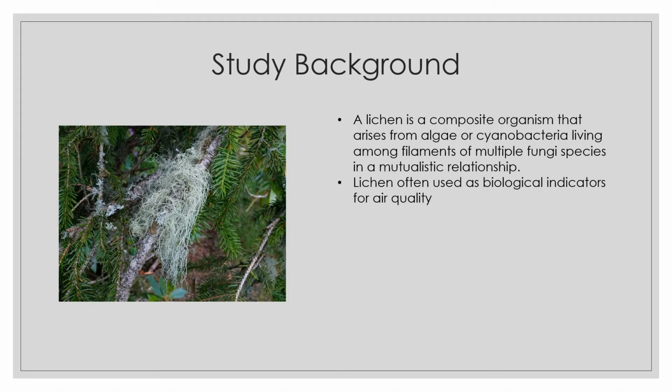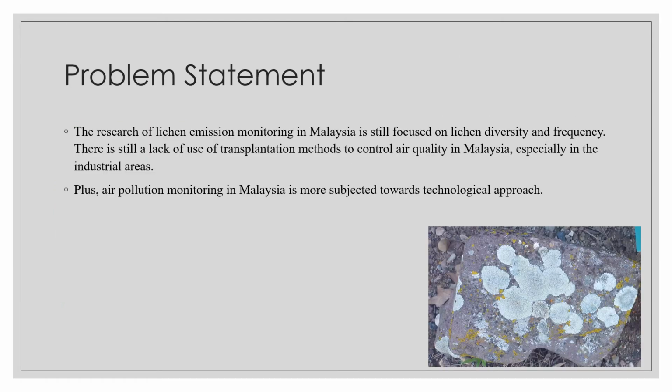Right now, a little bit of the study background. Lichen is actually a composite organism that arises from algae and cyanobacteria living among filaments of multiple fungi species in a mutualistic relationship. Lichen is often used as a biological indicator for air quality.